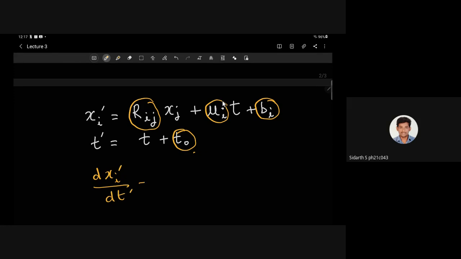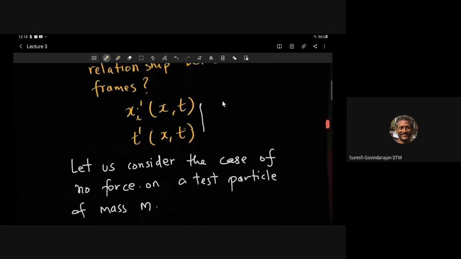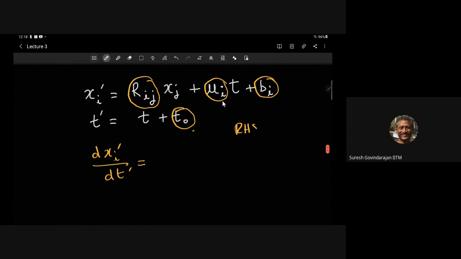So should it not be ui into t plus t naught? No, because the right hand side is only a function of t, right? So I want it to be a function of x and t. So the RHS has only frame A variables. Does it make sense? Okay.